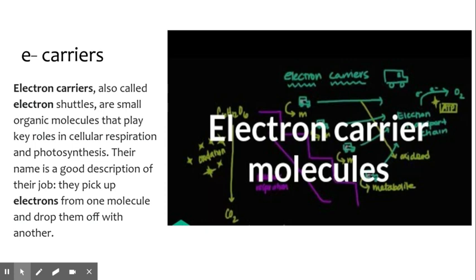Electron carriers are also called electron shuttles, and they're small organic molecules that play key roles in cellular respiration and photosynthesis. The name describes their function. They pick up electrons from one molecule when bonds are broken and then drop them off at another. And this powers different parts of cellular respiration and photosynthesis. So let's look at two of the electron carriers you're going to be looking at today when you do the POGIL. This is going to help make the POGIL easier to understand.